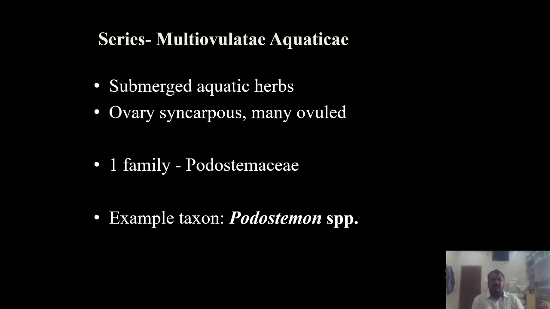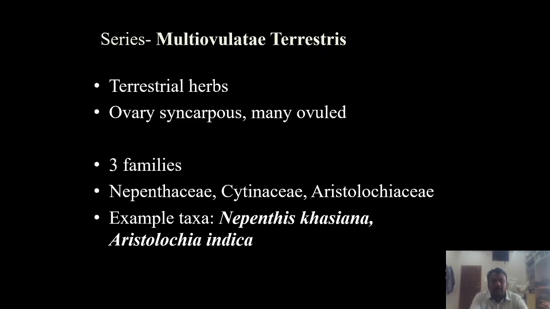Series Multiovulatae aquaticae. Here the submerged aquatic herbs are present. Ovary syncarpous and many ovuled. Only one family, Podostemaceae, which is a very small family. The plants are also very minute. Examples, Podostemon species. Series Multiovulatae terrestres, terrestrial herbs are present here. Ovary syncarpous, with many ovules. 3 families were recognized: Nepenthaceae, Cytinaceae, and then Aristolochiaceae. Example, Nepenthes khasiana, and then Aristolochia indica.